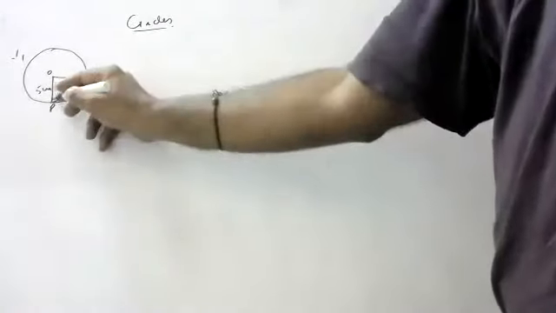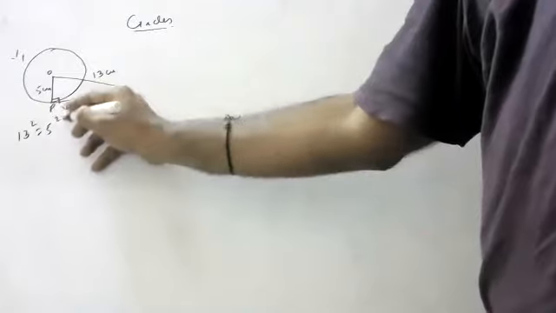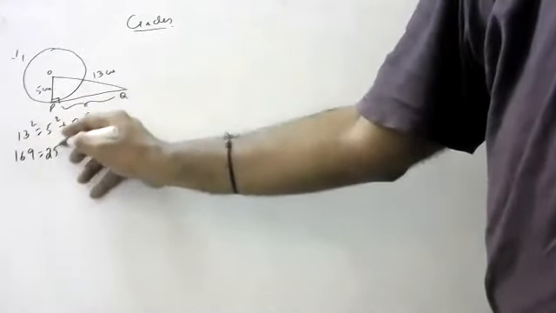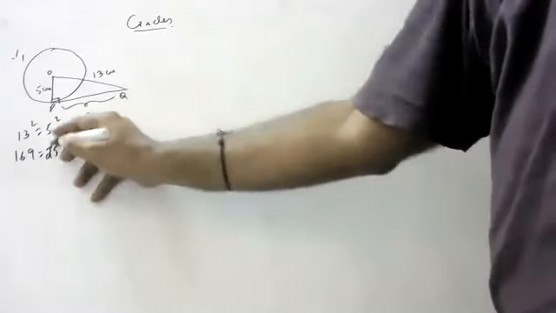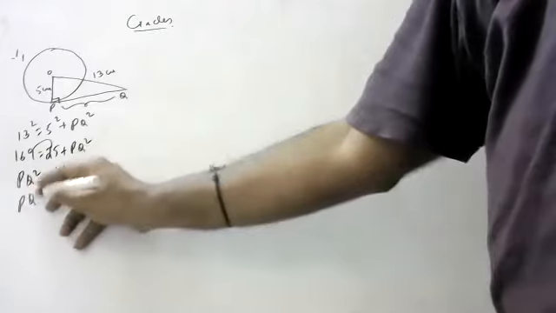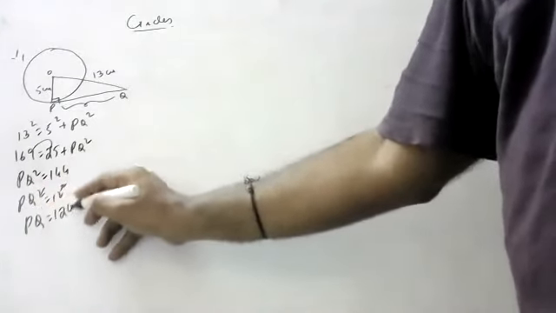Since the tangent is always perpendicular to the radius, it is a right angle triangle. Apply Pythagoras theorem. 13 square is equal to 5 square plus PQ square. 169 is equal to 25 plus PQ square. Everyone should copy. No one is sitting idle. PQ square is equal to 144. PQ square is equal to 12 square. PQ is equal to 12 centimeters, which is the answer.